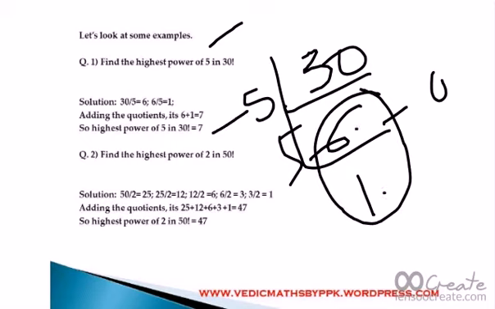Example 2. Find the highest power of 2 in 50 factorial. The method remains the same, only the values change. We keep dividing 50 by 2 and add up the quotients, that is 25, 12, 6, 3, 1. Adding up the quotients, we get 47. So the highest power of 2 in 50 factorial is 47. Hope you understood.